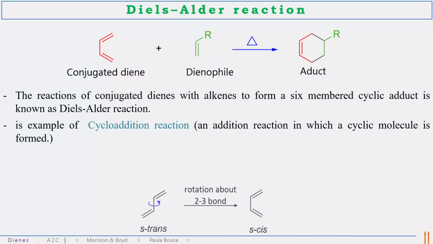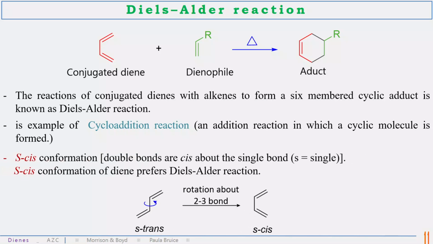S-cis conformation, that is, double bonds are cis about the single bond. S means single. This S-cis conformation of diene prefers Diels-Alder reaction. An S-trans conformation is a little more stable than S-cis. However, the rotational barrier between conformations is low enough to interconvert rapidly at room temperature.